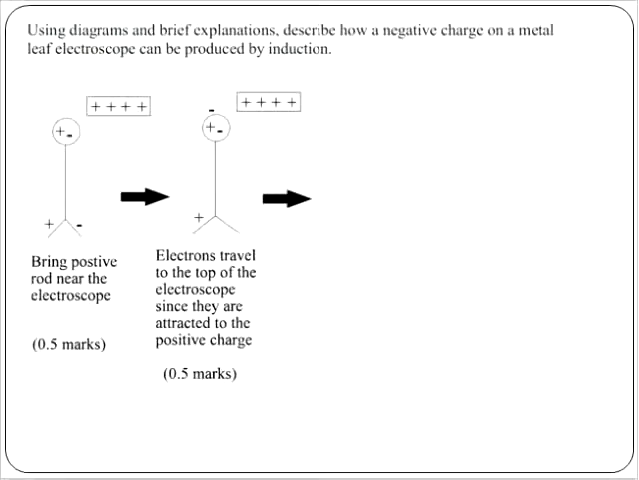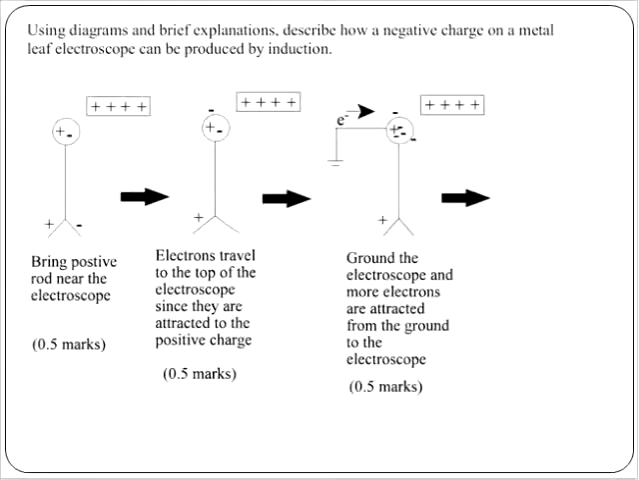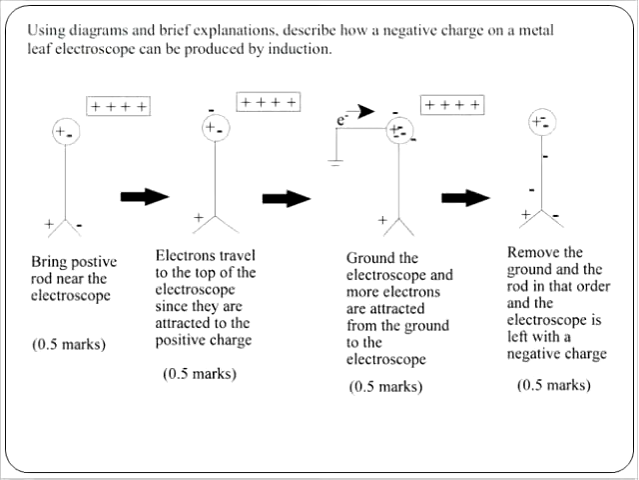That will cause electrons to travel to the top of the electroscope because they're attracted to that positively charged rod. Then you ground the electroscope, and that pulls electrons up from the ground to get close to the positively charged object. So electrons actually leave the ground and come up into the electroscope to get close to this positively charged object. Then you remove the ground first, then remove the charged object.